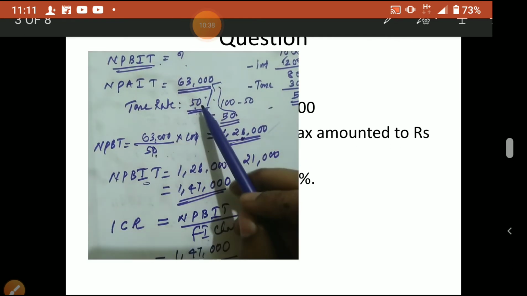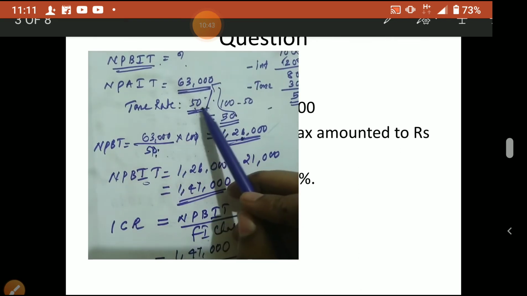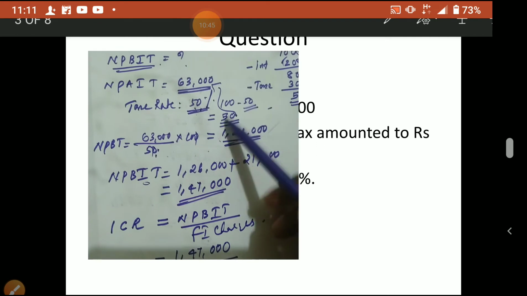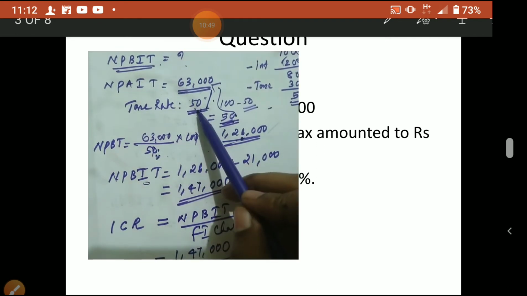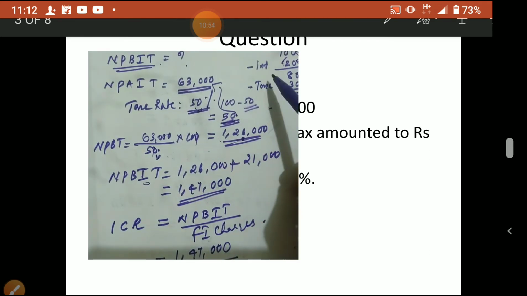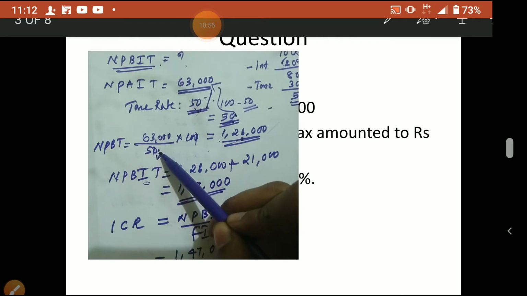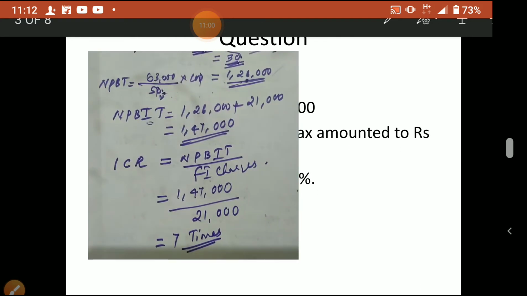Don't misunderstand the 50 that I put here. This is not the 50 of the tax rate. After subtracting the tax, whatever is remaining, that I am putting here. Suppose the tax rate is 20, then what will I write? 100 minus 20, 80 will come. That 80 I have to write here. Okay, this is how to calculate interest coverage ratio.